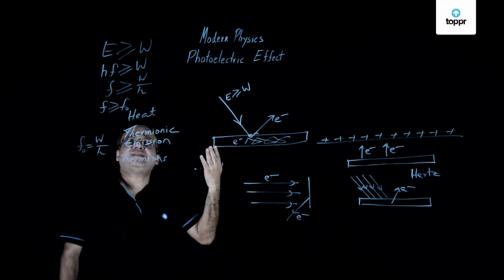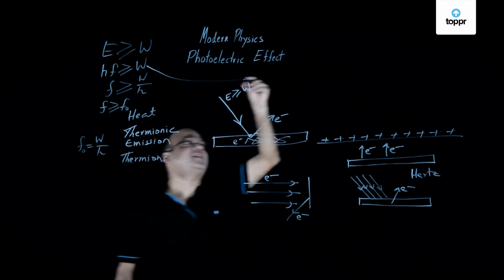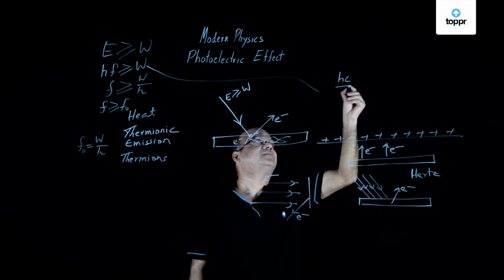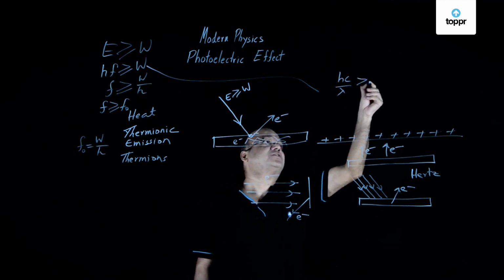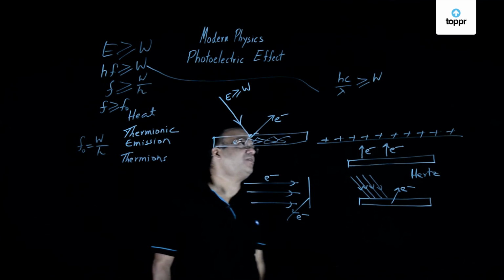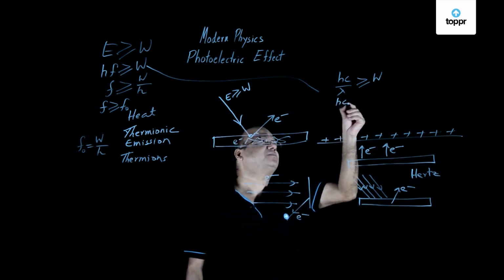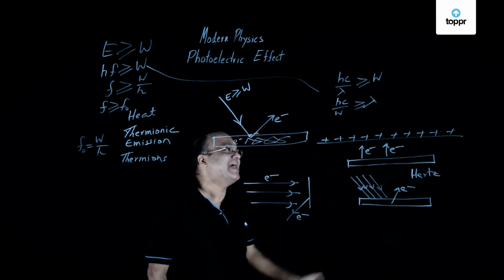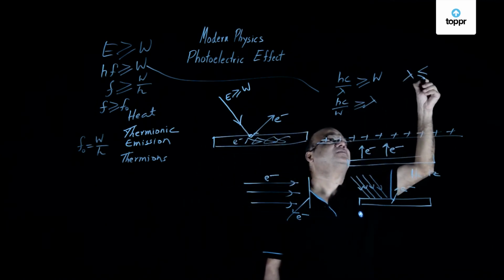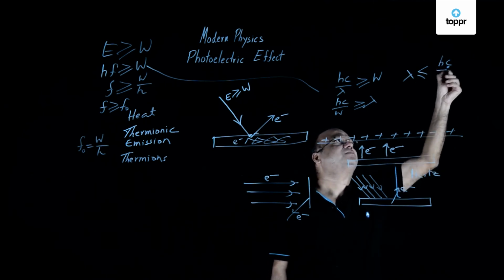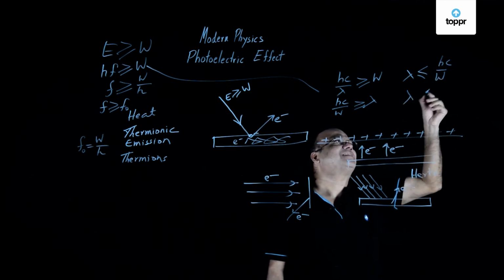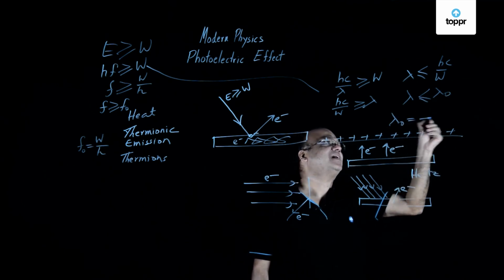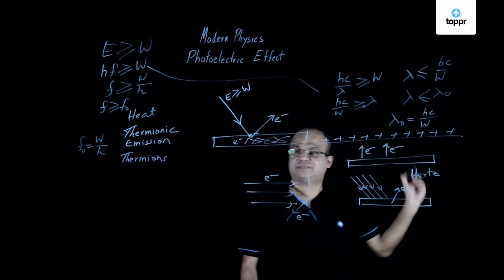Now, instead of looking at frequency, you can look at wavelength also. So, this equation becomes hc by lambda more than or equal to work function. Therefore, hc by work function should be more than or equal to lambda, right? Lambda should be less than or equal to hc by work function. So, lambda is less than or equal to lambda 0. This lambda 0 is threshold wavelength and that is hc by work function.